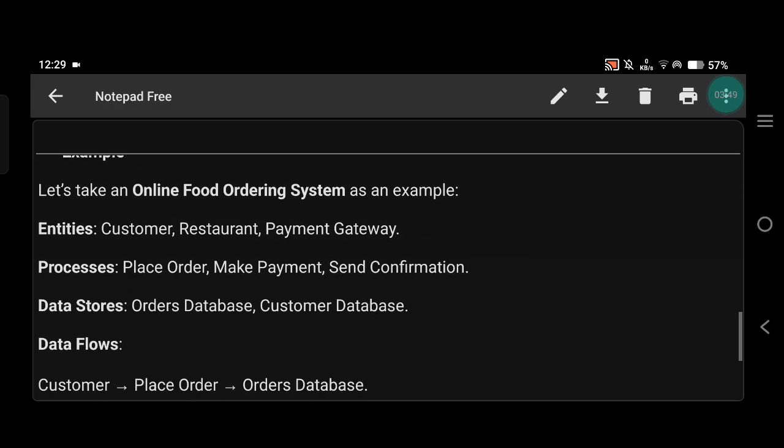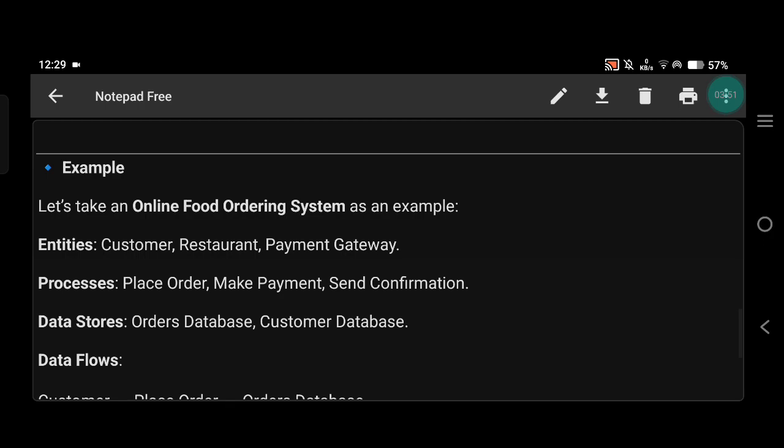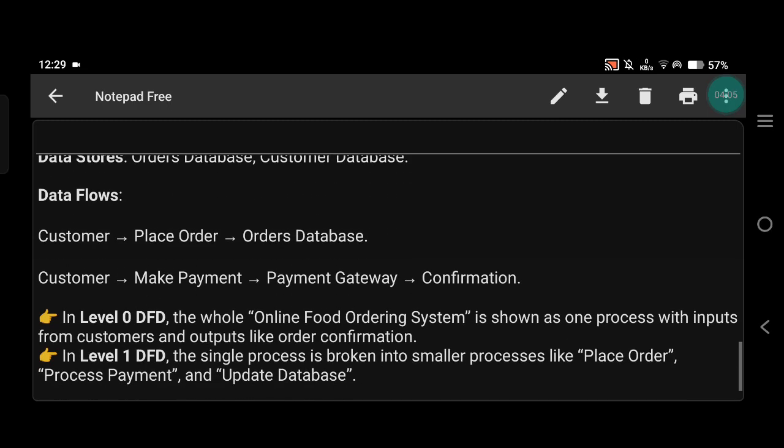Okay, example. Let's take an online food ordering system as an example. Entities: customer, restaurant, payment gateway. Processes: place order, make payment, send confirmation. Data stores: order database, customer database. Data flows: customer, place order, order database. Customer, make payment, payment gateway, confirmation.